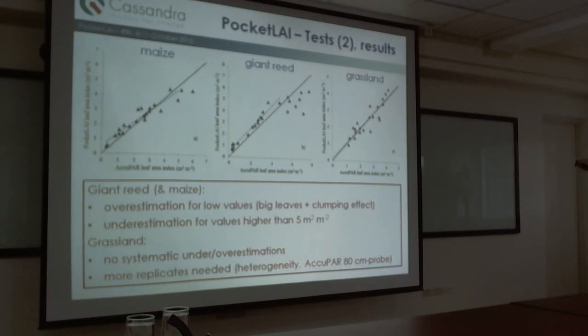You see here, very close to the one-to-one line, but more spread. And this is why there is a very huge heterogeneity, and the ceptometer has an 80 centimeter bar. So, part of the heterogeneity which is in the canopy is captured by the 80 centimeter bar, whereas for the application, it's needed to perform more replicates.